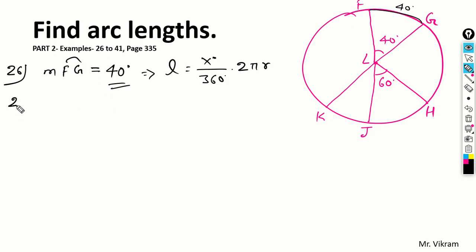Now 27, measure of arc JH. So where is JH? JH is this one, and it is making a 60-degree angle at the center, so this will also be 60 degrees. 28, let me use a different color here now. Measure of arc JKF.